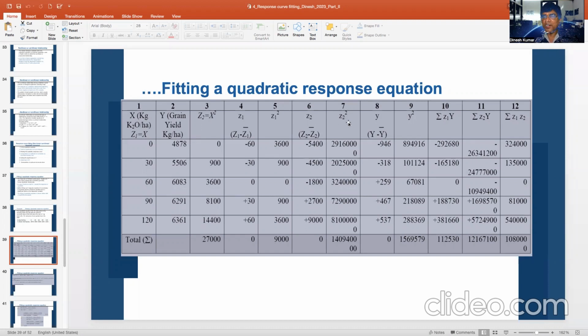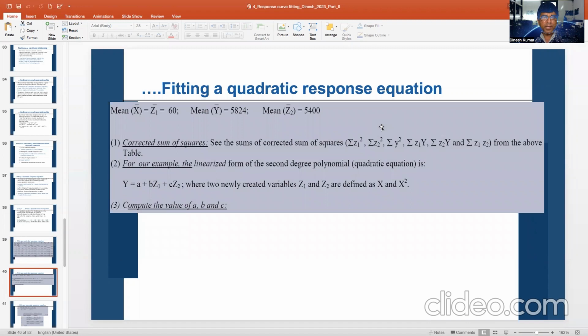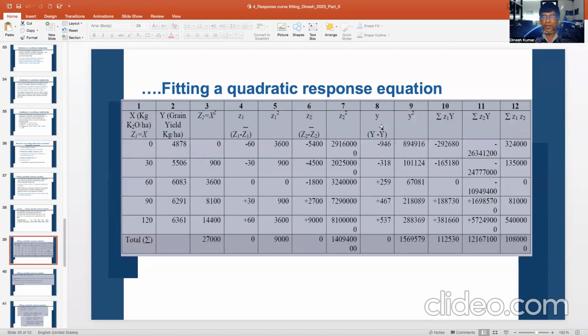Now you need to square it. So column number 6 can be squared. Every value can be squared to get column number 7, Z2 square. Now comes the small y minus y bar. So you can take the mean of y. Mean of y, you can see here, it is 5824. So y minus y bar. Column number 2 is y. From all the respective values, you deduct the mean of y and you will get column number 8. Is it clear up to now?